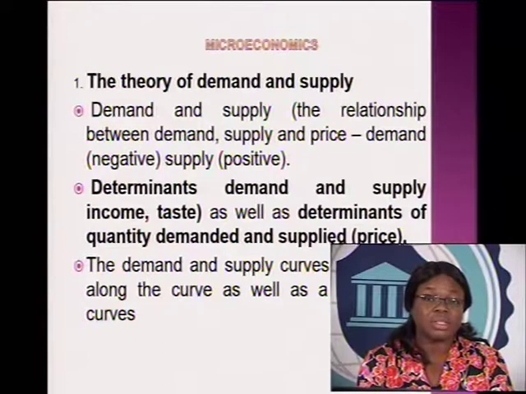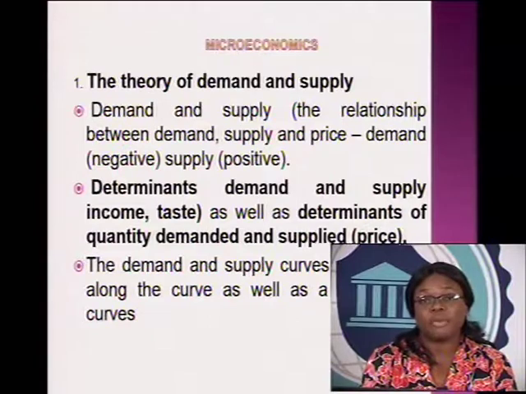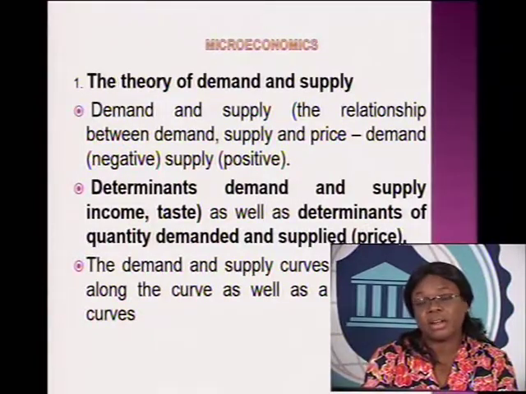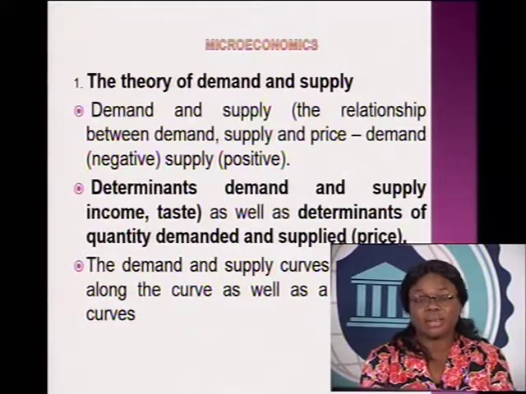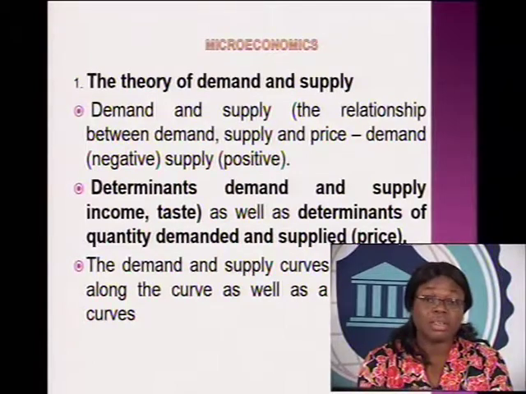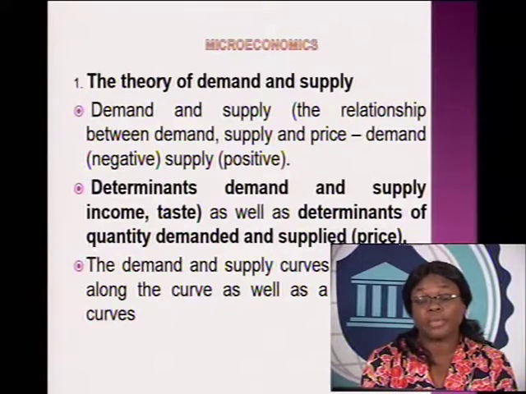The relationship between demand and price, quantity demanded and price, is negative. If price increases, we demand less. On the other hand, the theory of supply illustrates the relationship between quantity supplied and price. When the price of a commodity is increasing, then you as a producer would actually supply more. That is why we have a positive relationship and a positive slope between supply and price.